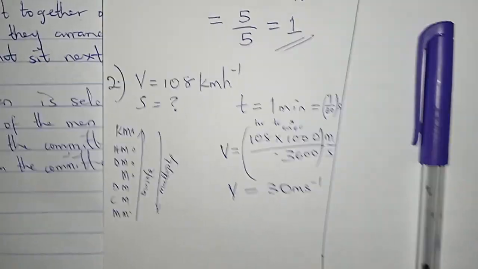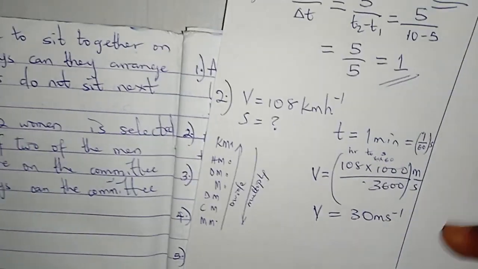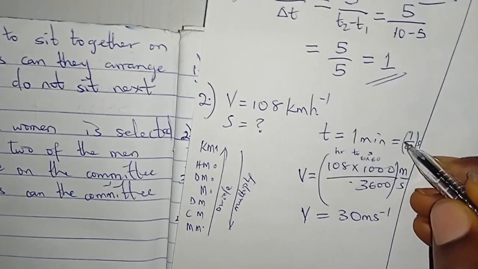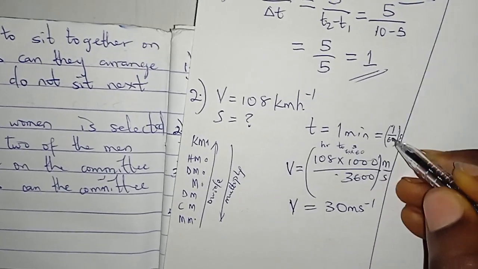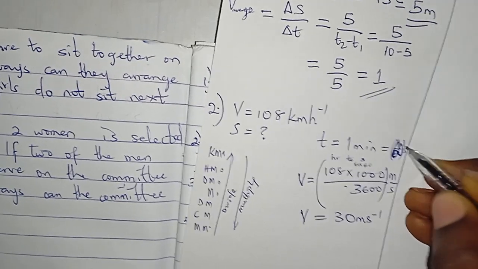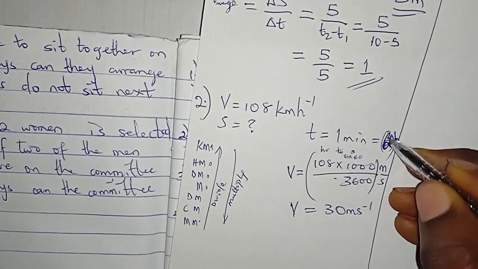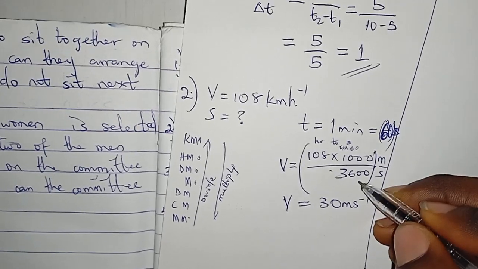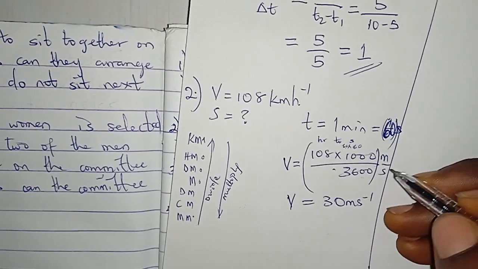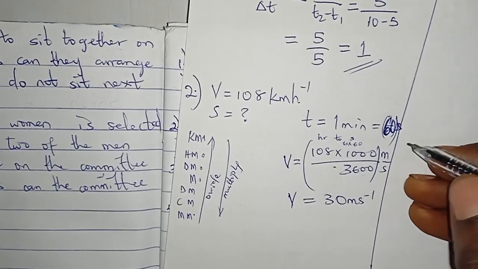Are you kidding me? What are you saying? Why did I do this? How did I do 1/3? Are you okay? This one I was thinking of meter per second. So 3,600 seconds make 1 hour, that is 60 times 60. So 60 seconds make 1 minute.